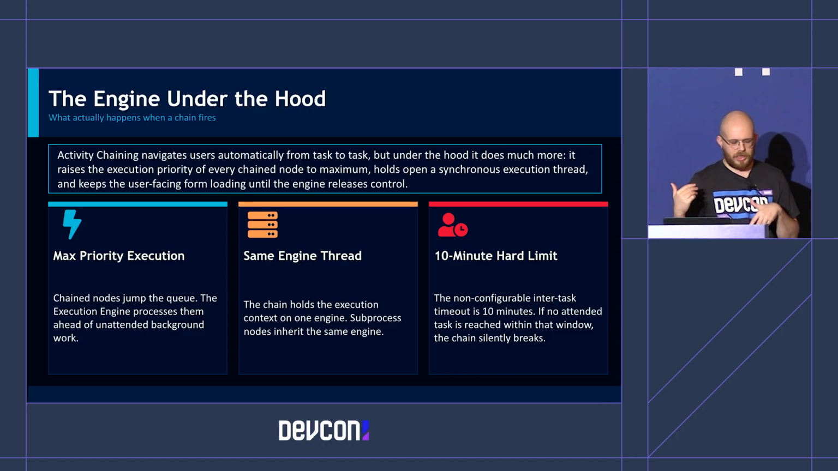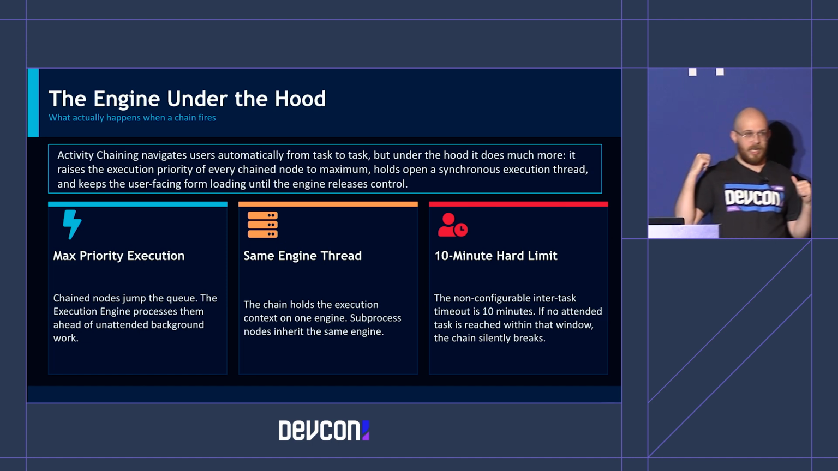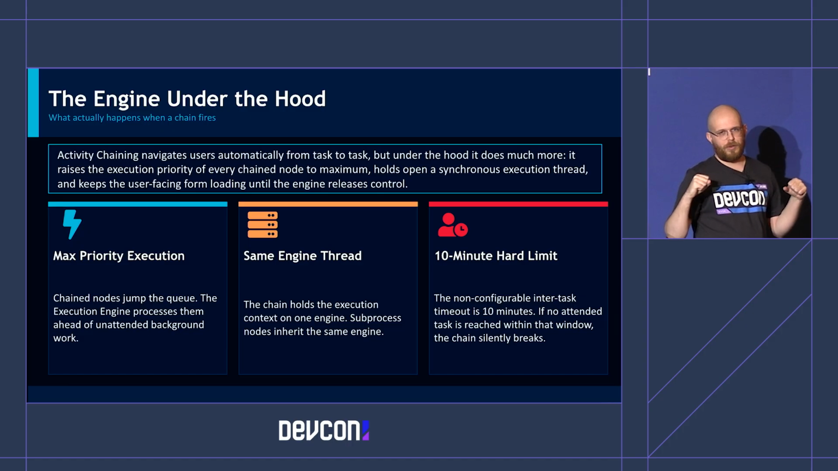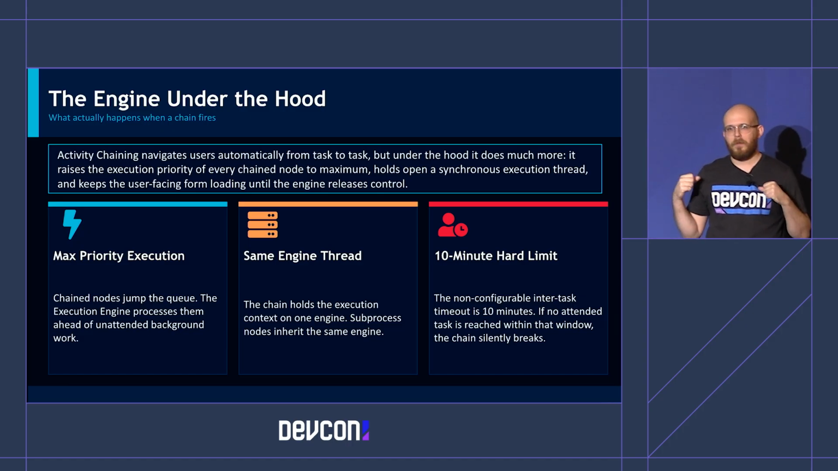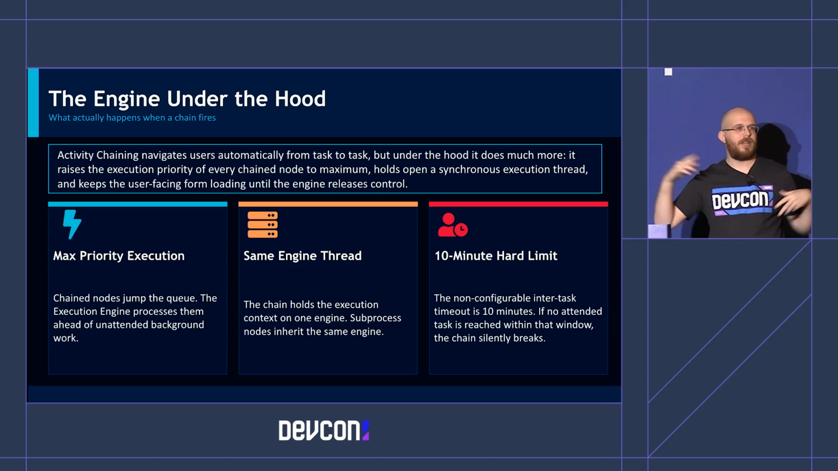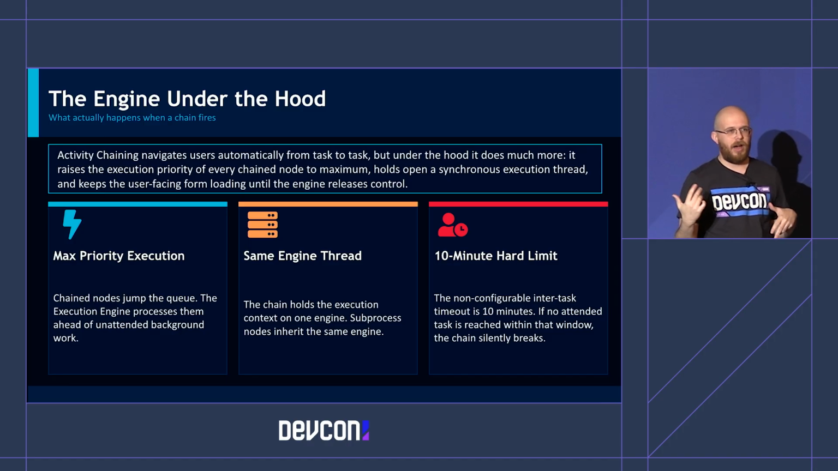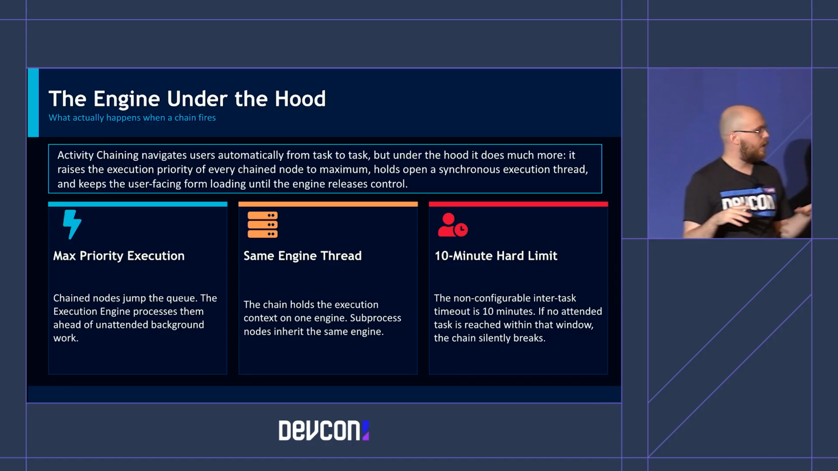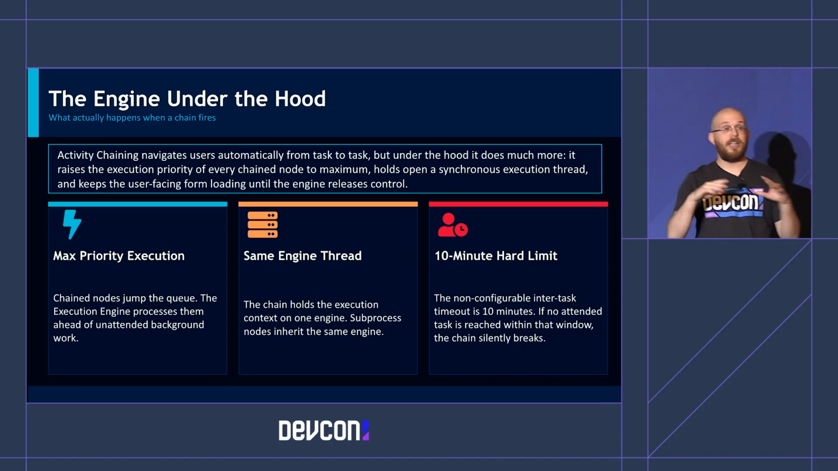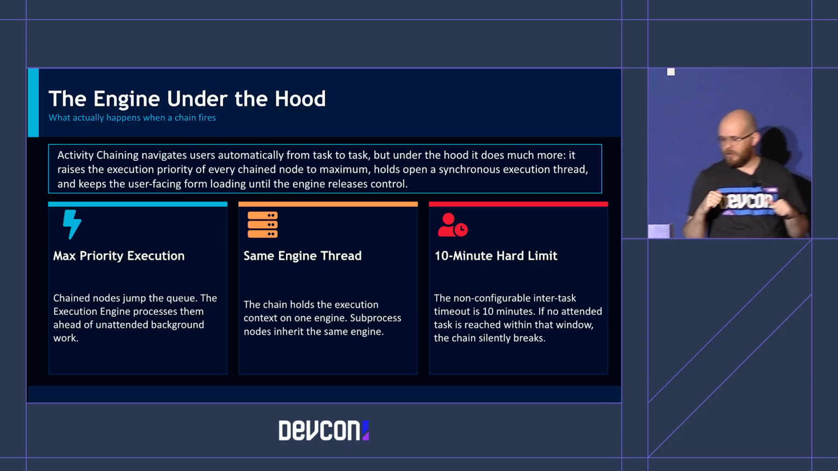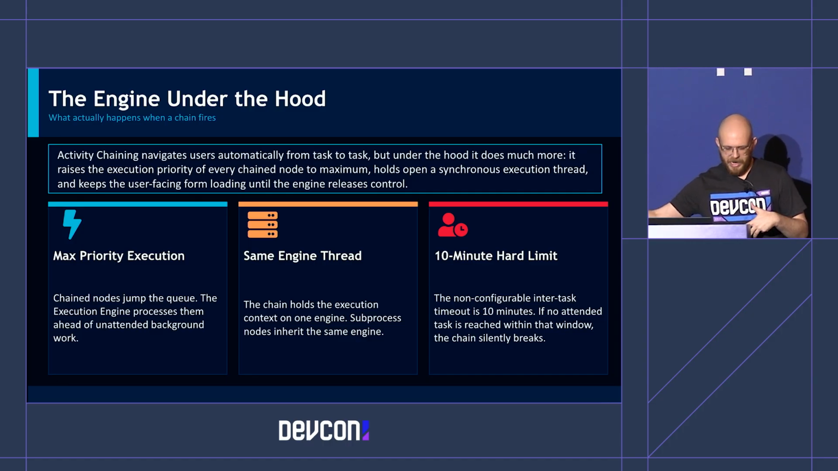One thing I also want to mention that we'll get into more with Haley is that we're taking threads from other places for the activity chaining to use, and that doesn't just come from nowhere. Other stuff can slow down. It's important to point out that there is a 10-minute limit between attended nodes in a process model for activity chaining. And if it goes longer than that, it'll break.